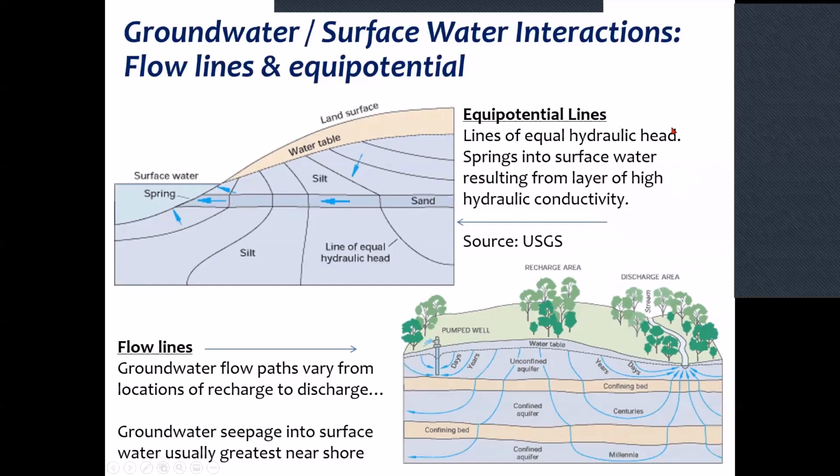So lines of equal hydraulic head are known as equipotential lines. Now you could think of those as being analogous to contours on a map. So, as contours represent a line joining areas of equal elevation, equipotential lines join locations of equal hydraulic head. Now, there is not going to be flow along an equipotential line because there's no difference in hydraulic head. There's no hydraulic gradient along an equipotential line.